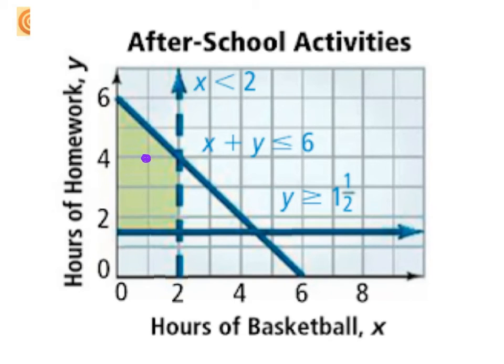We could spend an hour playing basketball and 4 hours doing homework. Okay, that fits the got to be at least an hour and a half of homework, and it fits less than 2 hours of basketball, and also stays within the 6-hour limit. 1 hour of basketball, 4 hours of homework is 5 hours. Okay, etc. You can pick any point that is in the green region, and you can plug those numbers in, think about those numbers logically, and they will fit the situation.